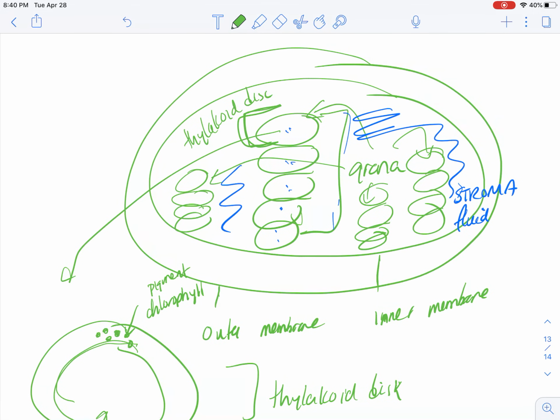And that is basically the parts of the chloroplast that you need to know. Okay, so I'm done this first lesson on photosynthesis, and then I'm going to get into the light-dependent reaction.